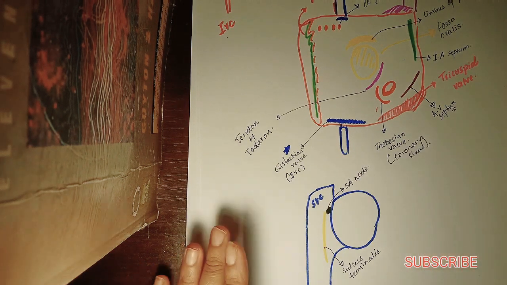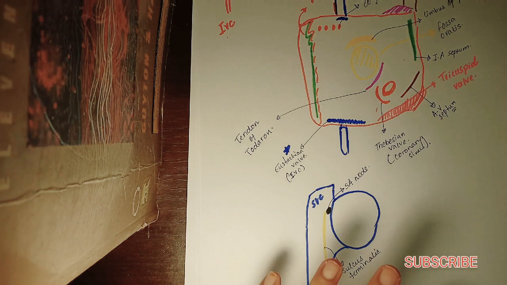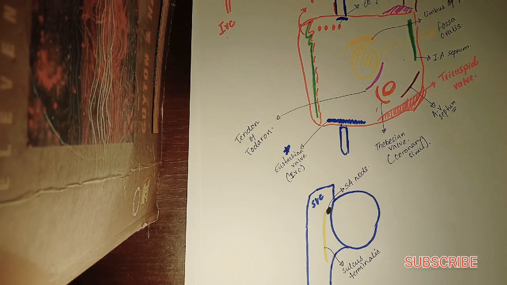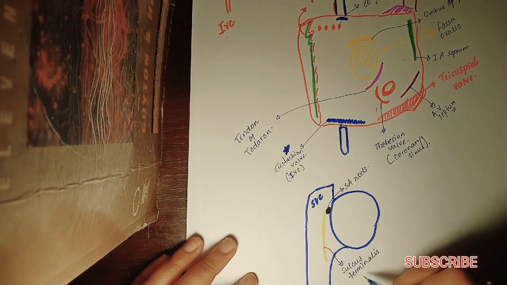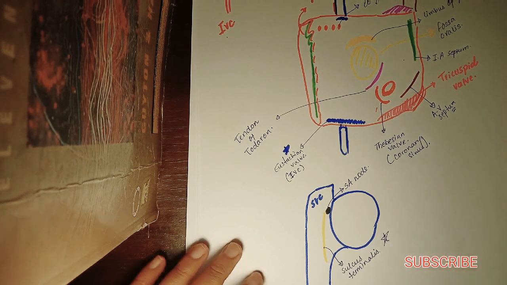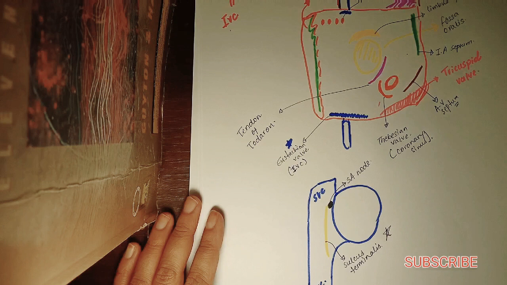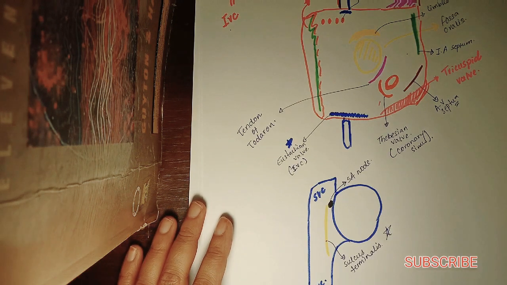So where does the SA node lie? Near the sulcus terminalis. Options such as near the crista terminalis will be there, so it's important to remember that the SA node is located near the sulcus terminalis.